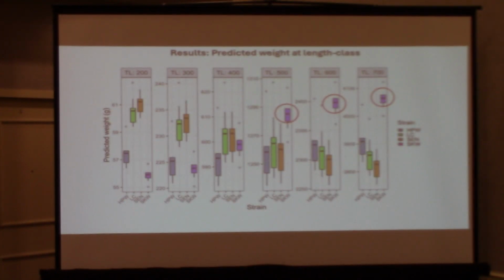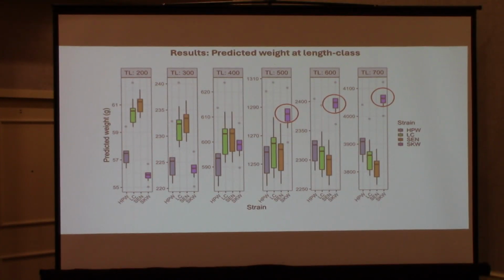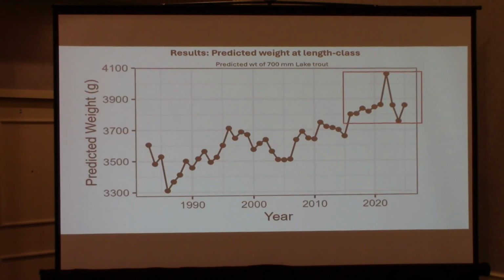Another way of looking at this, which actually, I gotta redo this one, I don't think it's quite right, because Huron and Parry Sound, something's up there. But we do see this significantly different. This is the predicted weight of different size fish, so a 700 millimeter fish. You can see that's about 200 grams higher if you're a Klondike compared to the lean forms. Just ignore the Huron and Parry Sound one for now.